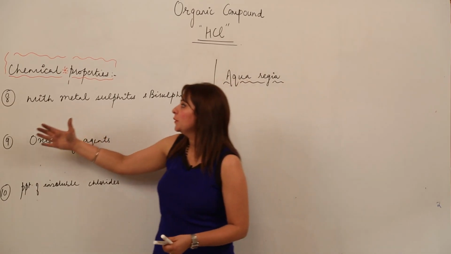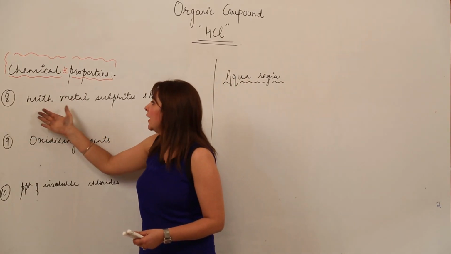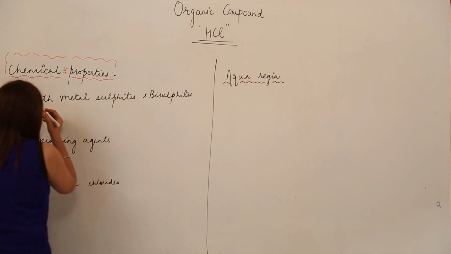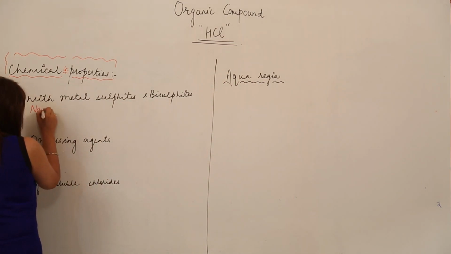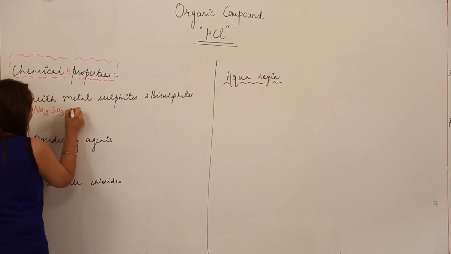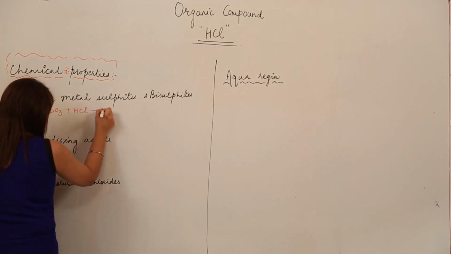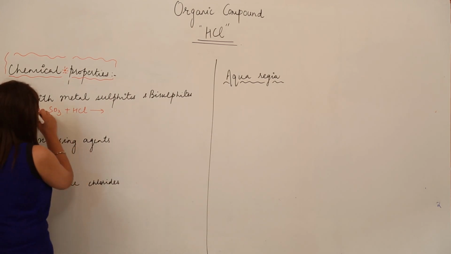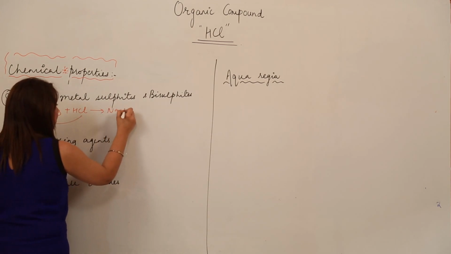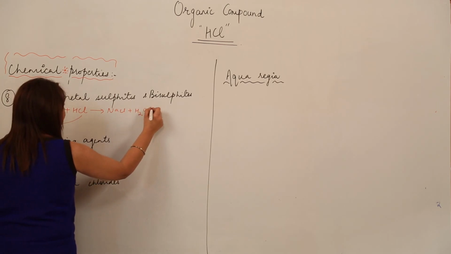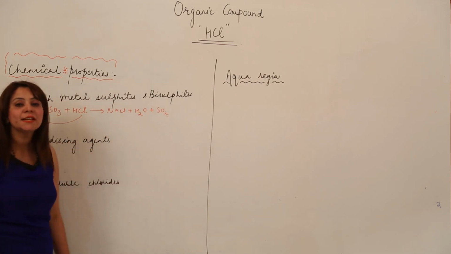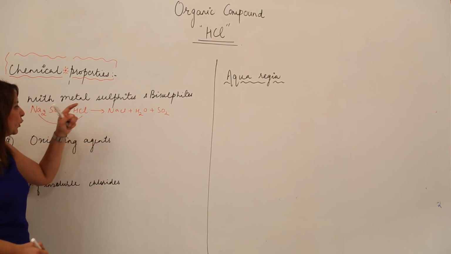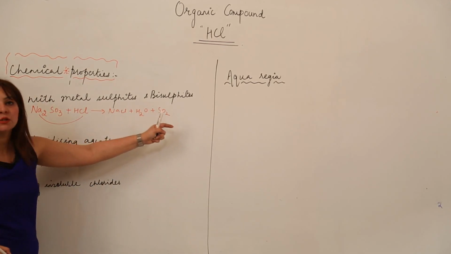Now the 8th property is the reaction of HCl with metal sulfides and bisulfides. Suppose I take sodium sulfite, which is Na2SO3, and react it with hydrochloric gas. Obviously, again it is a double displacement reaction. So what is going to form? NaCl plus water vapor, and what gas will we get? We'll get sulfur dioxide. So SO3 gets converted into SO2. So it forms NaCl, H2O and SO2.